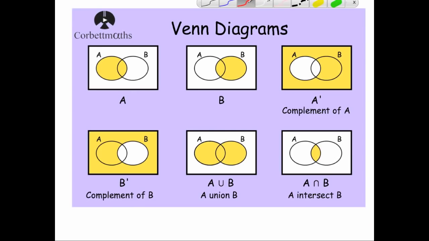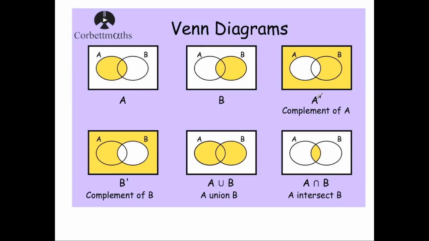We're now going to look at some notation that you might encounter whenever you're doing a Venn diagram question. So we've already seen A. If you have a circle in the Venn diagram that's labelled A, anything inside it will be part of the set A. Next, inside of B is obviously B.